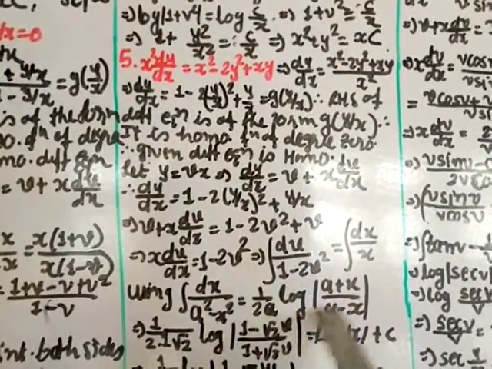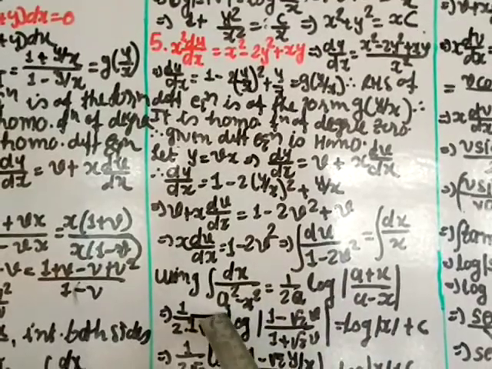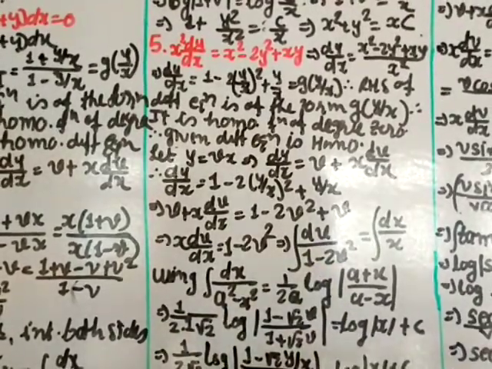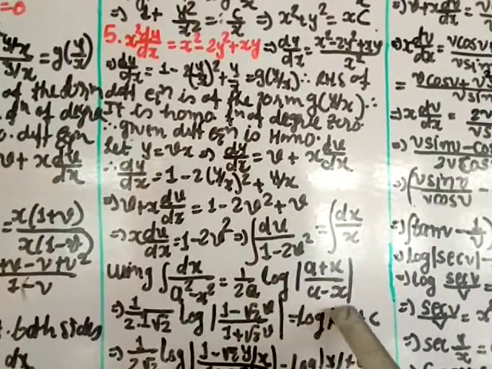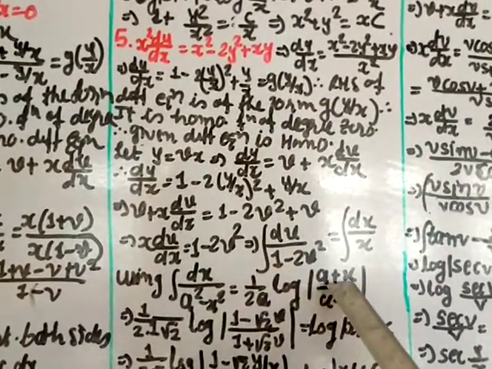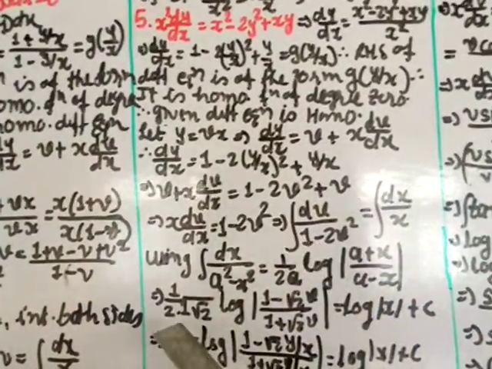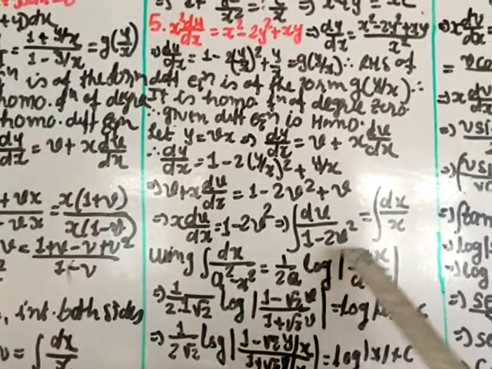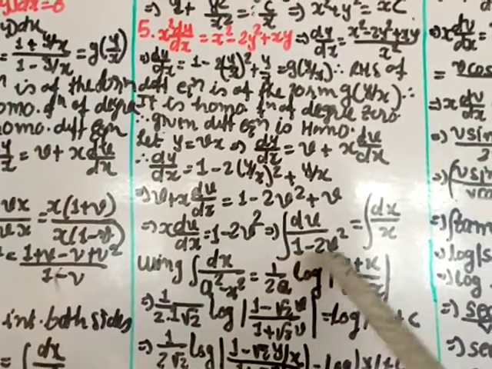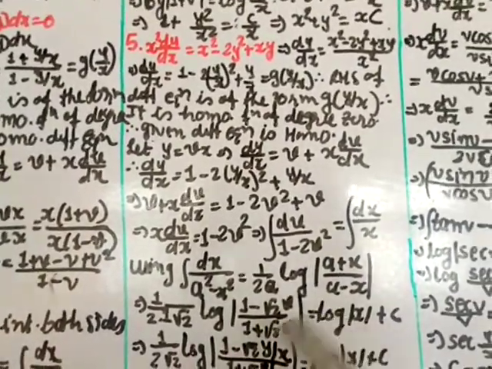Now this one is a standard formula. The formula is integral dx divided by a square minus x square. 1 can be written as 1 square, and the answer for this is 1 by 2a log of a plus x divided by a minus x. So here a is 1 and x will be root 2v. Okay, so I'll apply this and write the answer. So 1 by 2 from the formula, and a is 1. Then log of a plus x, so 1 plus root 2v, over 1 minus root 2v.